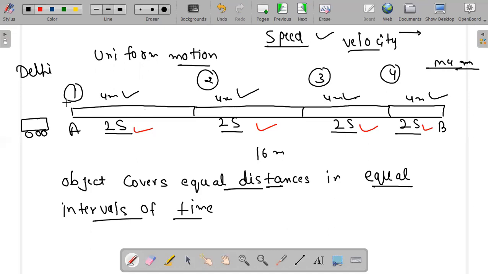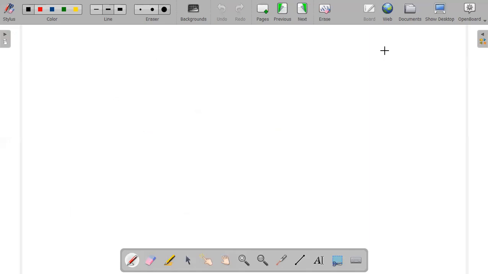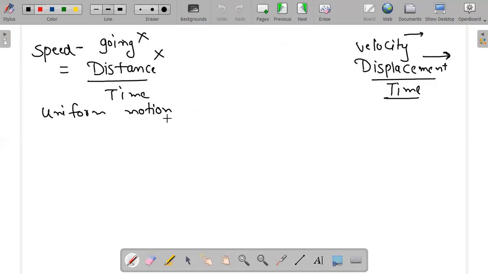So in this whole journey, I have 4 sections: section number 1, section number 2, section number 3, section number 4. The motion is uniform motion, and from this uniform motion I'm trying to find speed or velocity. Both can be found. Remember that if the question mentions direction, I can find velocity. If it doesn't mention direction, I can find speed. The difference is only about direction. So what is the formula of speed?